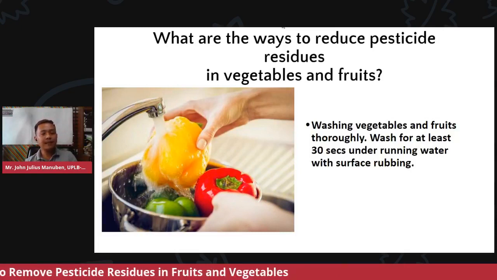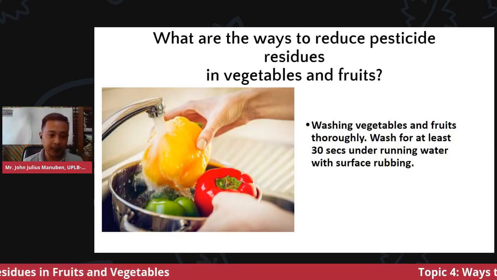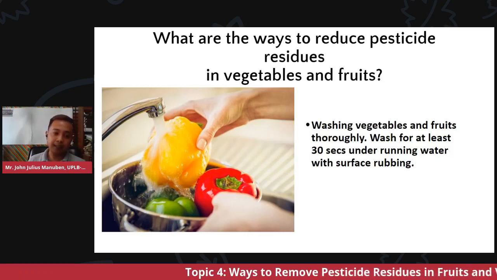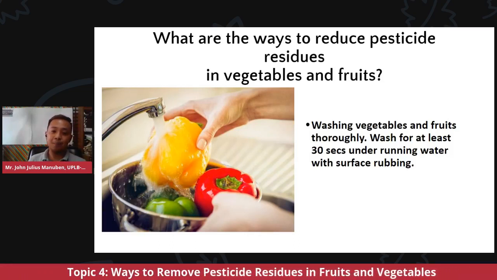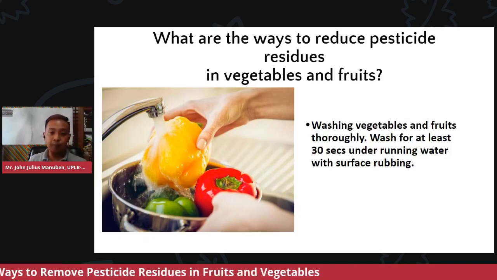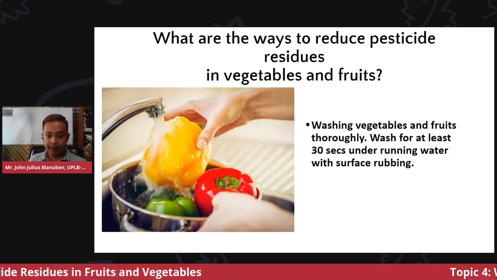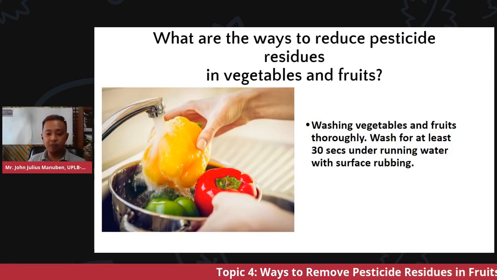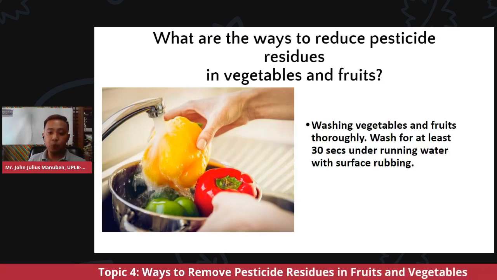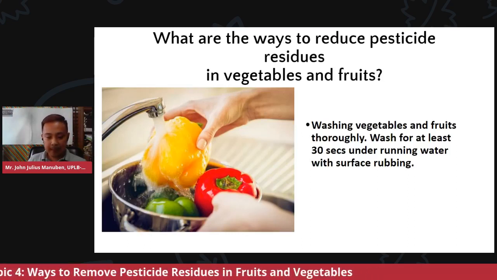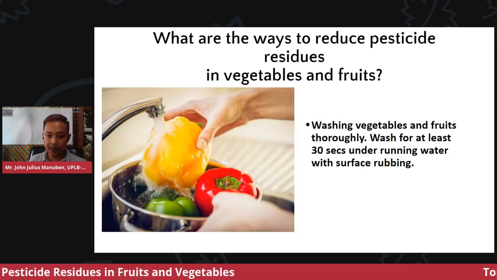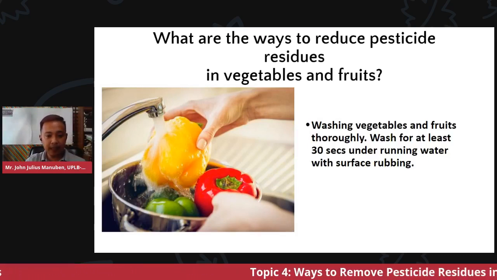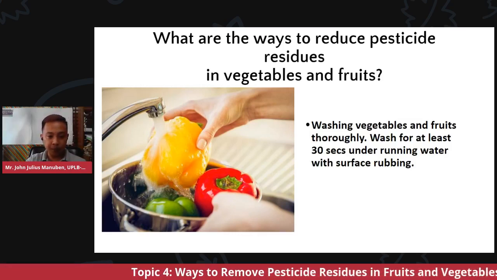So, base dun sa mga pinakita nating data sa treatments done on different vegetables, so paano ba natin mababawasan ang pesticide residues sa binili nating gulay at prutas from different markets? So unang-una, lagi nating tandaan na effective ang washing ng vegetables and fruits sa tubig. So sinasabi dito na wash for at least 30 seconds under running water with surface rubbing. So pwede nating i-rub yung skin ng surface o skin ng fruits and vegetables.